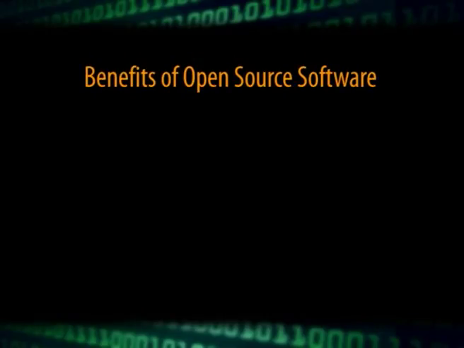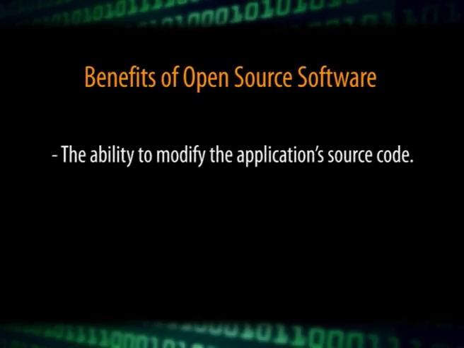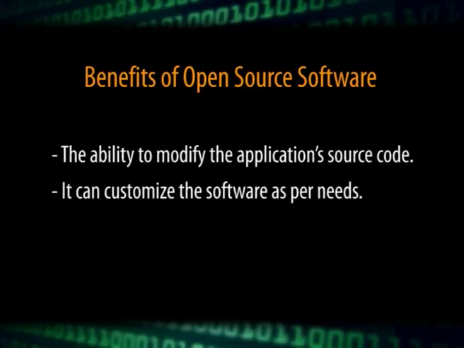For instance, installing OpenOffice.org instead of Microsoft Office saves the storage space on the hard drive, as well as the random access memory. These open source softwares are ideal for learning in academic institutions. The other benefits of using open source software are the ability to modify the application's source code. The user of the open source software can customize the software as per their needs.